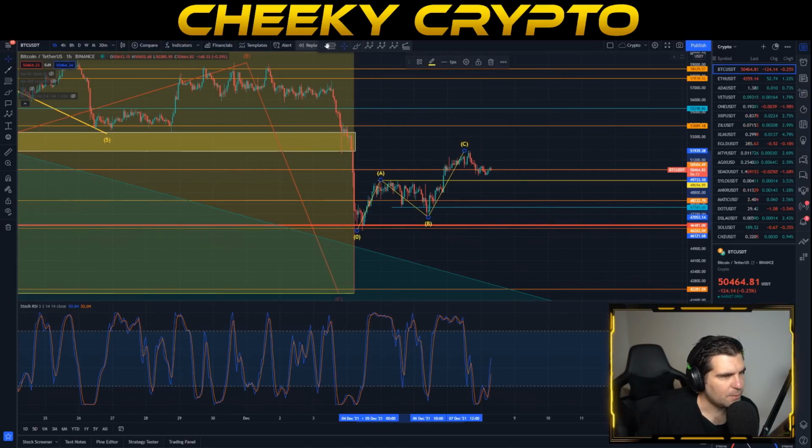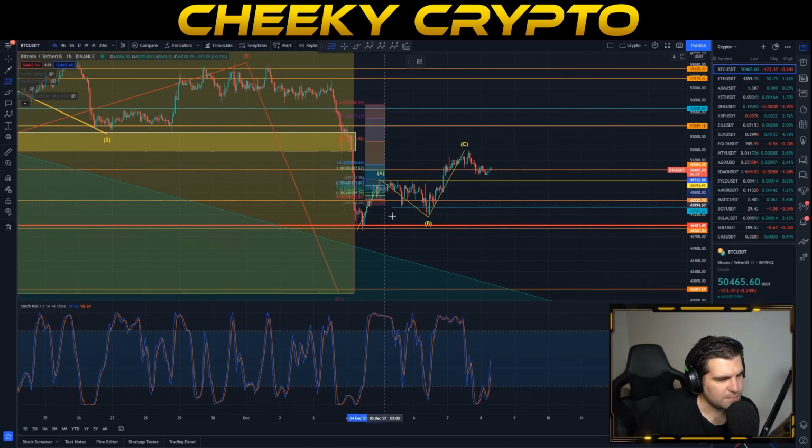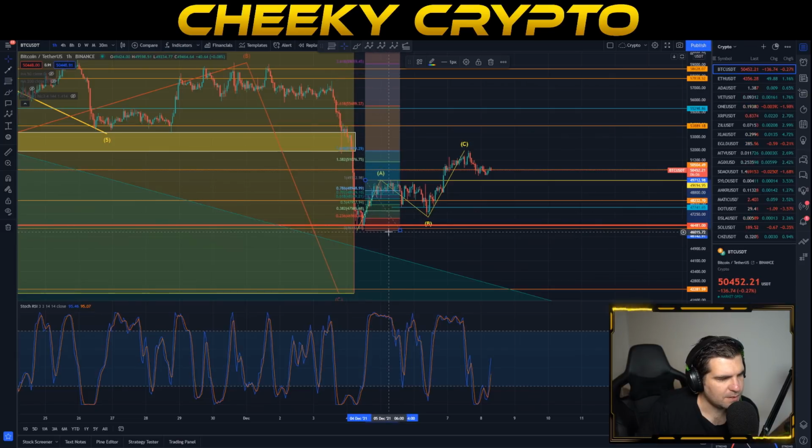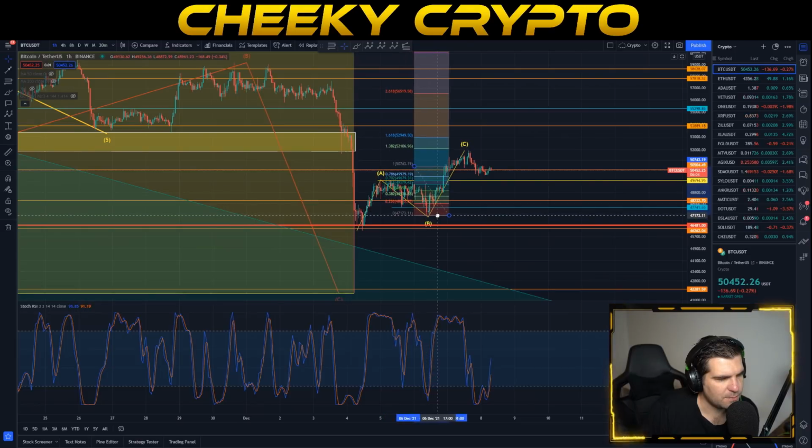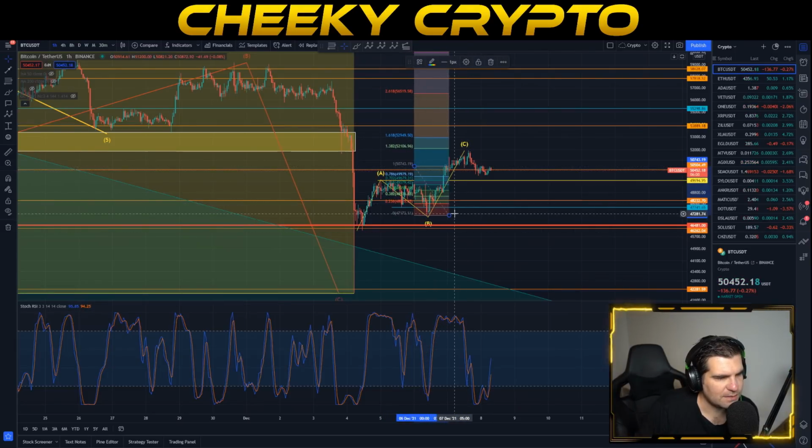Okay, and what we can do is measure out that A wave. It's important that we understand where things were going. We throw this onto the bottom of the B, and it measures out where C should have landed. C should have landed just around about here.